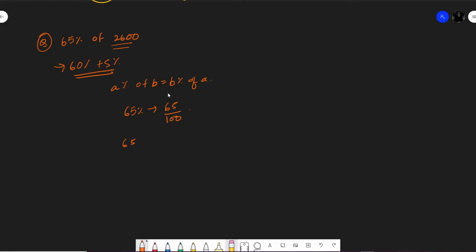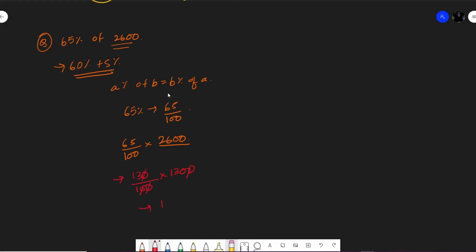65%. 65 by 100, right? So 65 by 100 into 2600, right? So if we divide this by 2 and multiply this by 2, it becomes 130. 65 into 2 is 130, and 2600 divided by 2 becomes 1300.